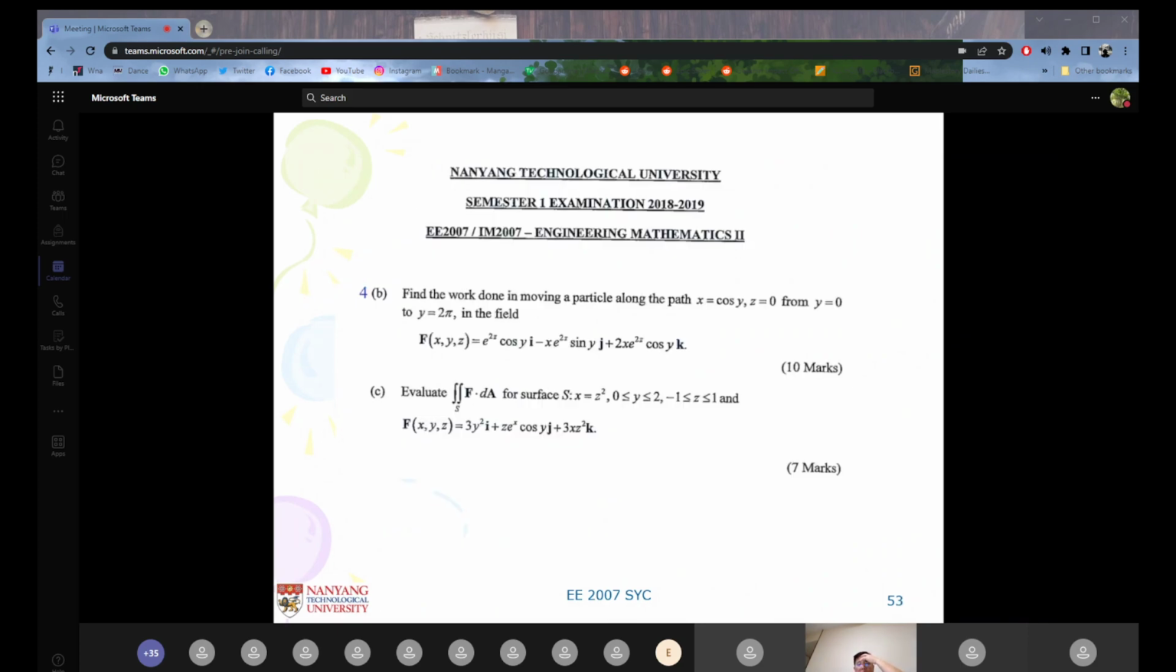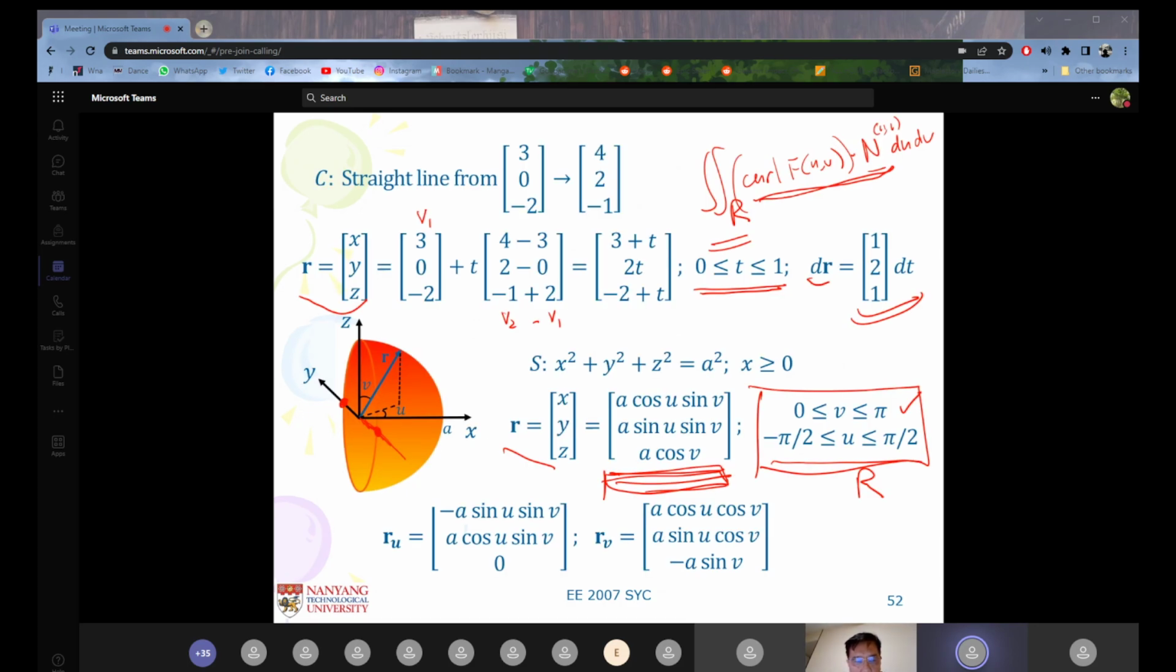Okay, Prof. I don't understand how you decide when x is more than 0. How do you know it's an open surface? This is an open surface. You're going to do surface integration. So you restrict yourself to the case here.